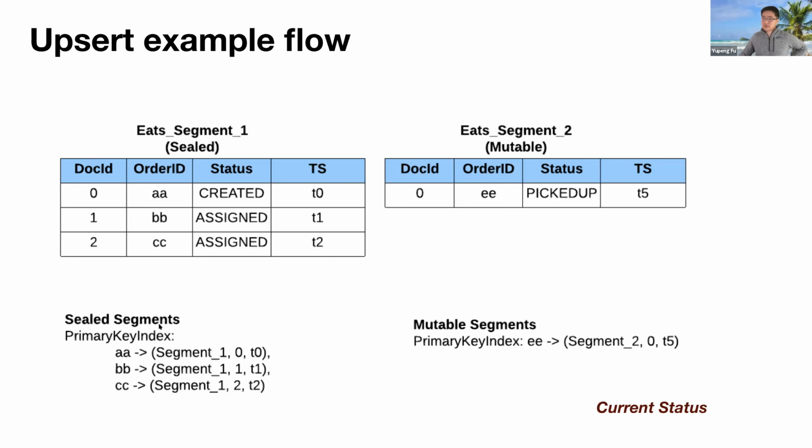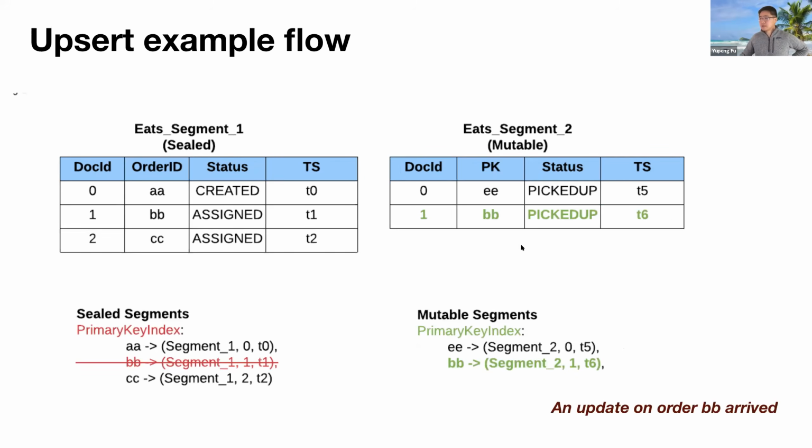Now you can see the key data structure is that we need to build the index from the primary key to the record location. And the location basically includes the segment name, the document ID of this record, and also timestamps. These are the minimum set of information we need to track to be aware of Upsert.